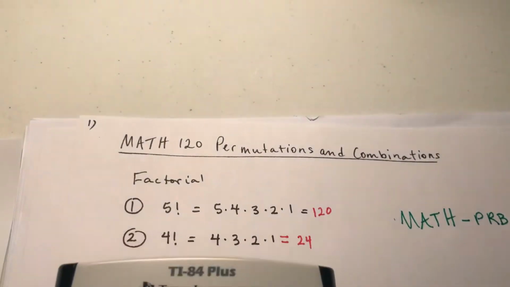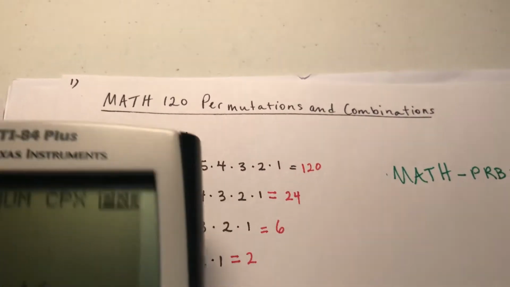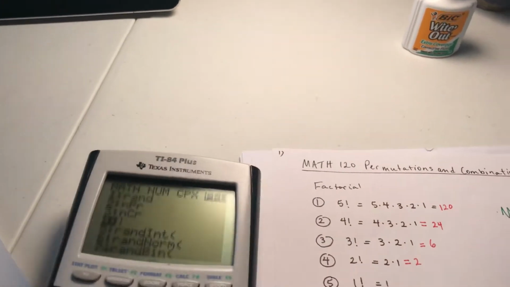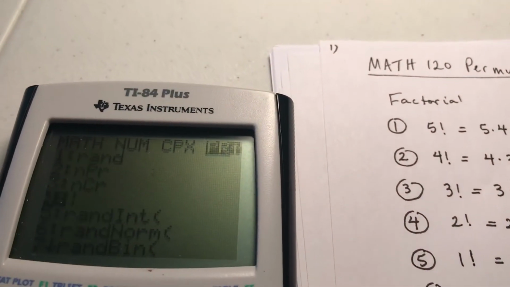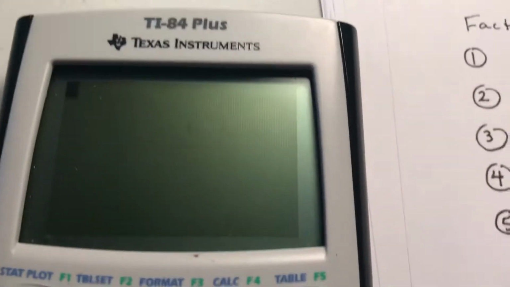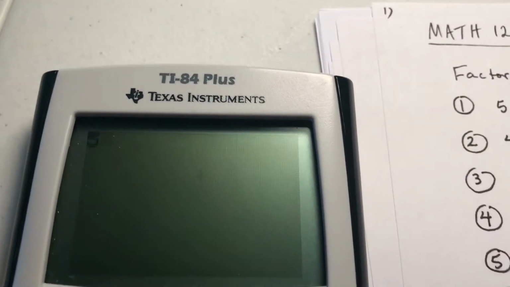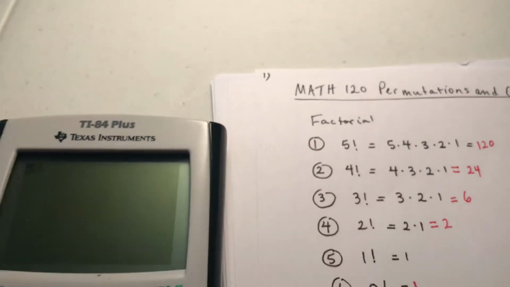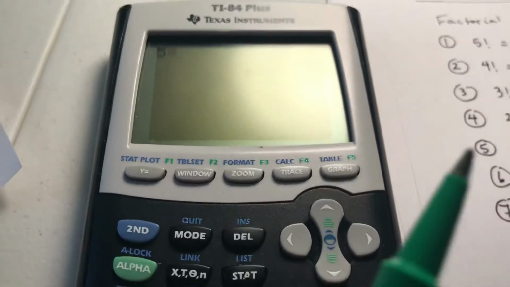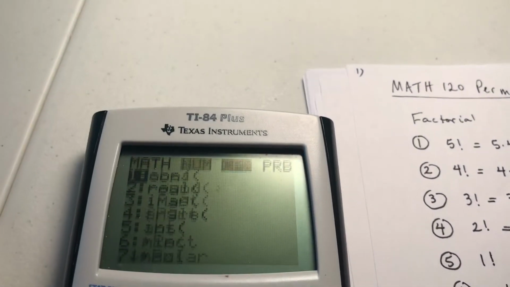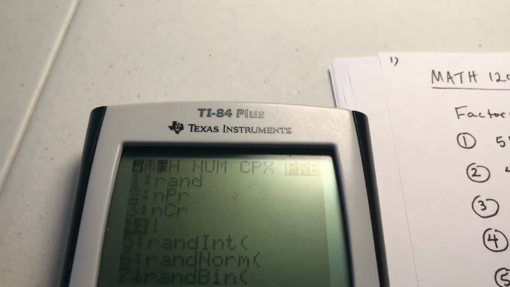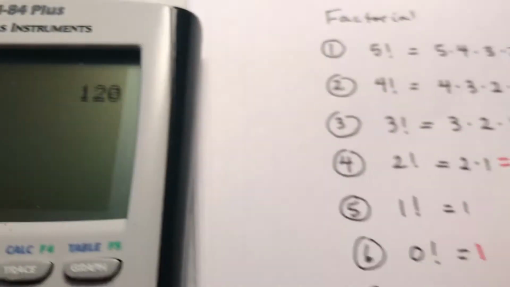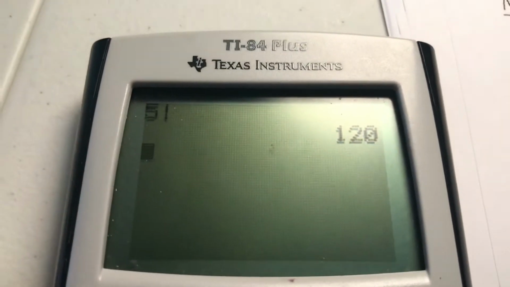So if I look at the first one, 5 factorial, which is 120, I am going to move this over a little bit, give myself some room. So I'm going to go to the blank screen, so second quit, and I have to put in 5 first. So when you're doing this, you need to put in 5, because I want to do 5 and then the factorial. So 5, and then you go to math, probability, number 4, and it'll say 5 factorial right there. That's a factorial. Hit enter. 120.